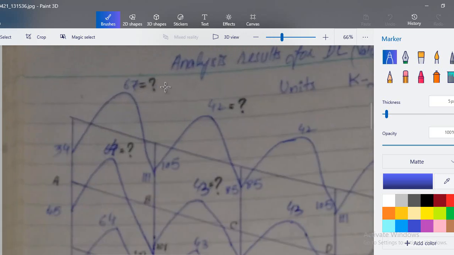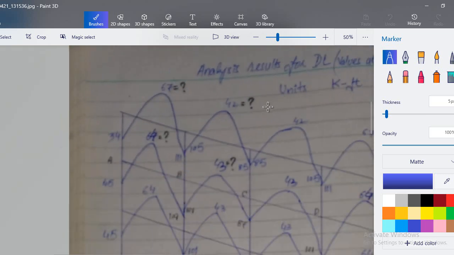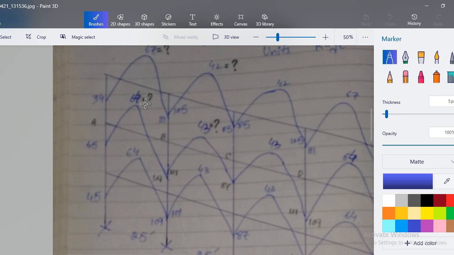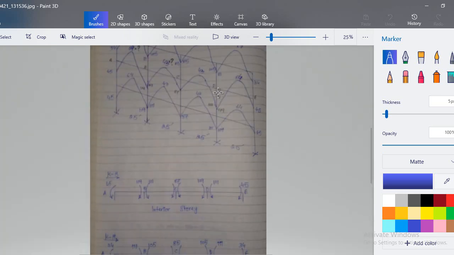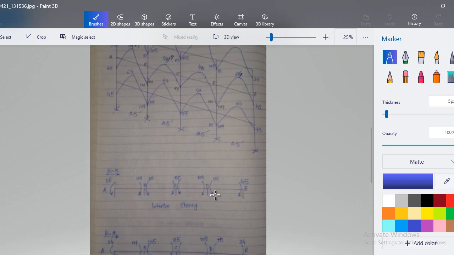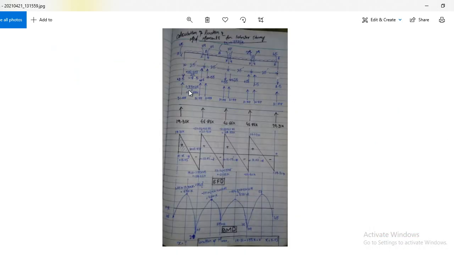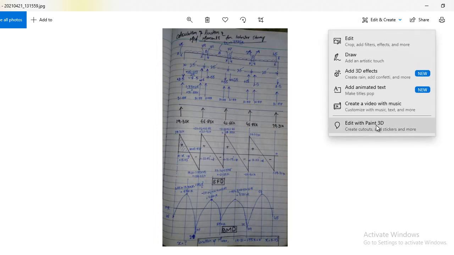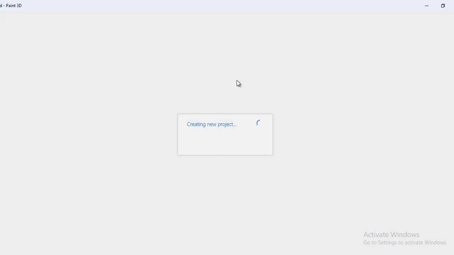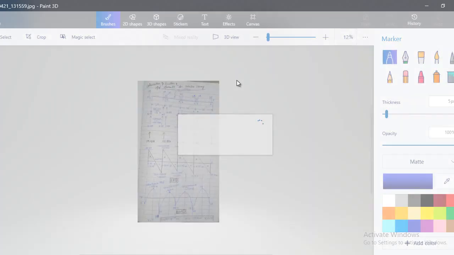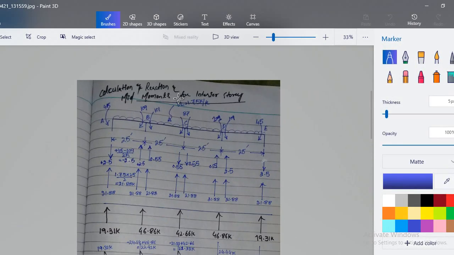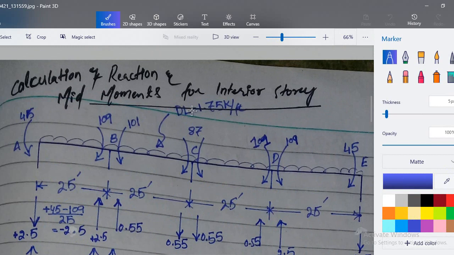You see these black question signs. Okay, we need to find out these moments. To find out these moments, the next procedure is that we have to use the technique which we already covered, I think you all will be familiar with this. Okay, what we have to do, this is for interior story. Remember, this is for interior story. Clear? This is very important. This is for interior story.